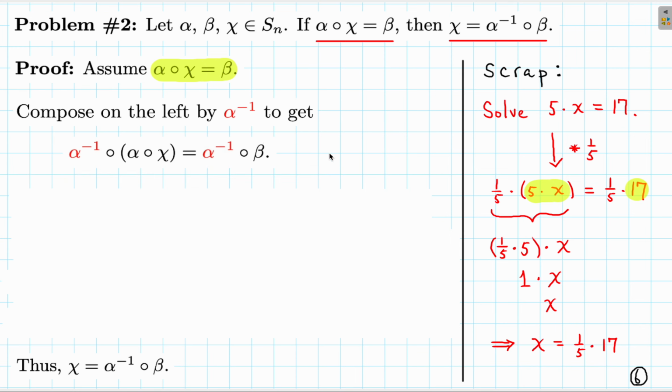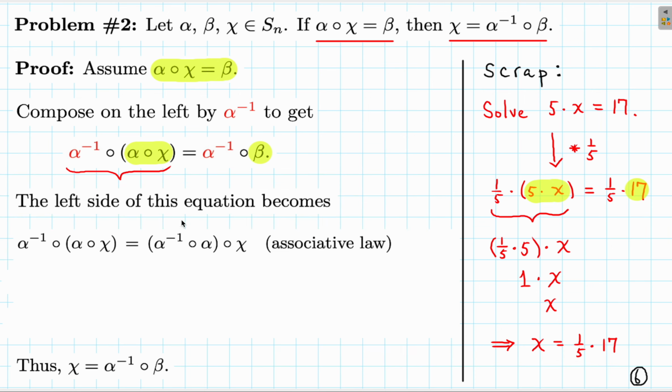Let us compose on the left by alpha inverse. So here is the original equation, alpha chi equals beta, and we just compose both sides on the left by alpha inverse. Now, as we did in the scrap work, we are going to work on this left-hand side. And we already see that the alpha inverse and alpha cancel each other out. We're going to be left with just chi, but let's go through that argument a little more carefully.